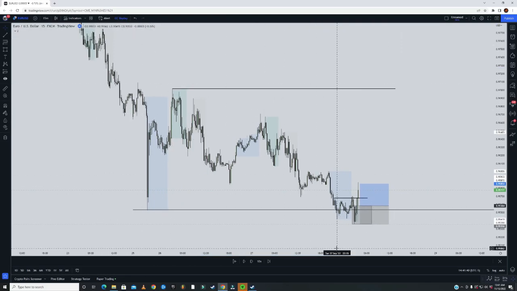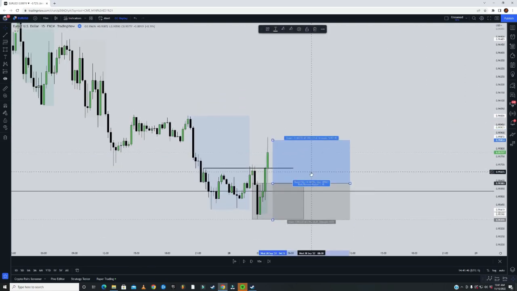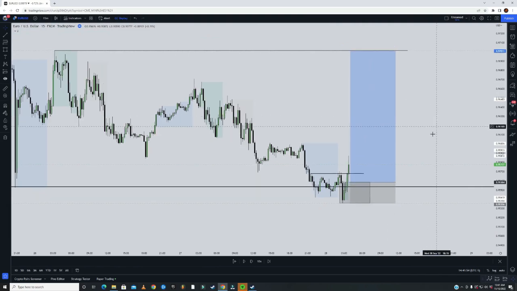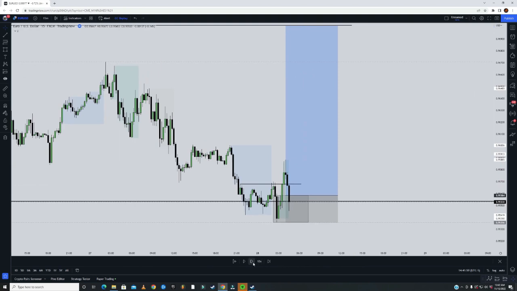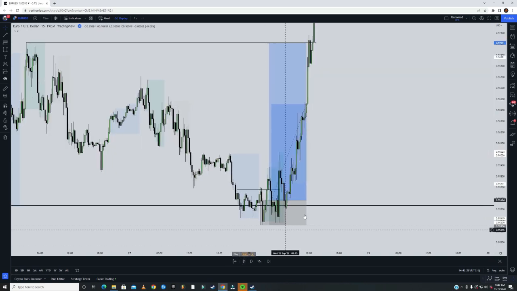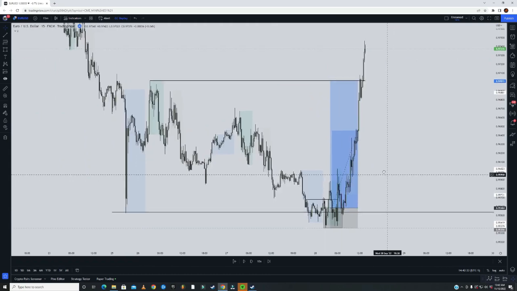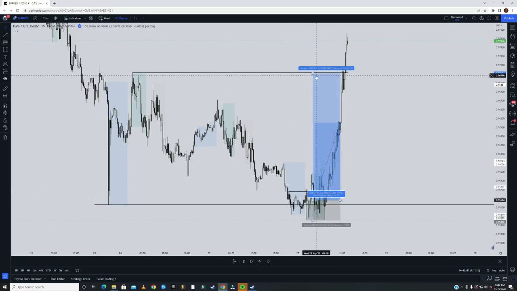Remember, we have the A, B, C, right? So let's see if we get our entry. And I take my profits here. So let's see. We got our entry. If I play this through, boom. So look how price moves, right? This is all algorithm, guys. You see how price swept the liquidity. There was some wick action going on around here, and then we have a beautiful push to the upside.